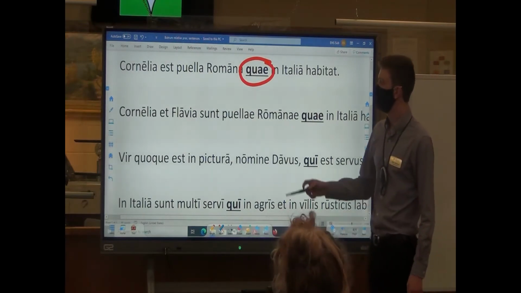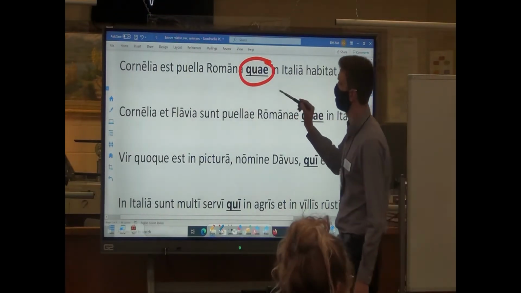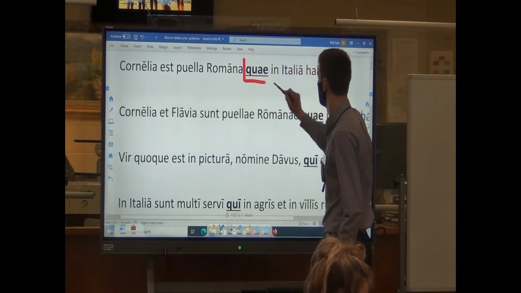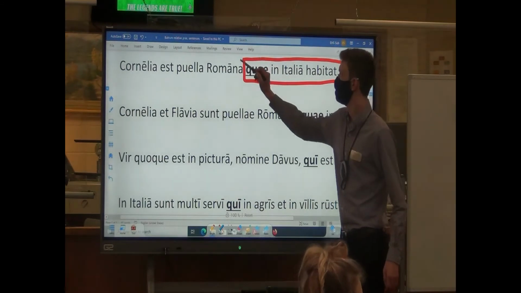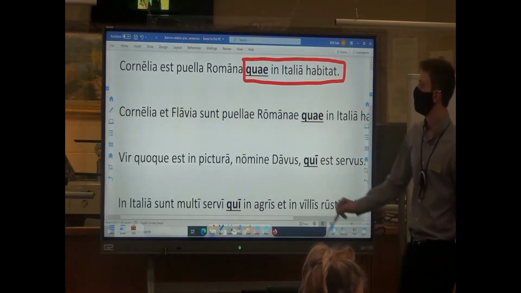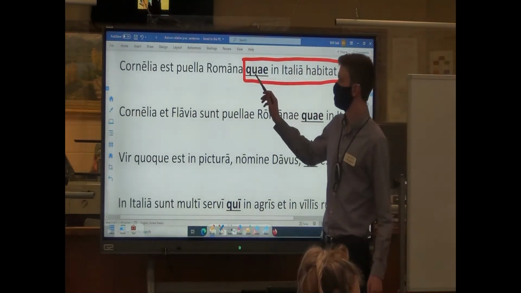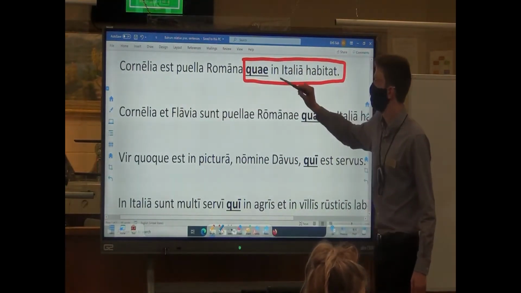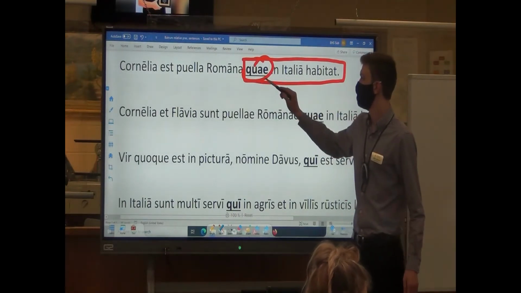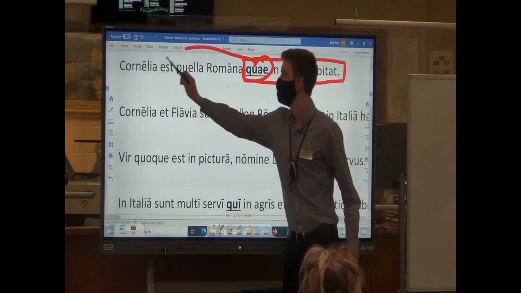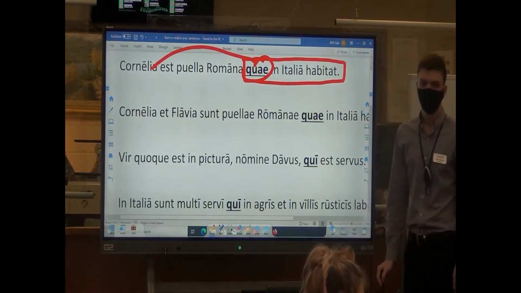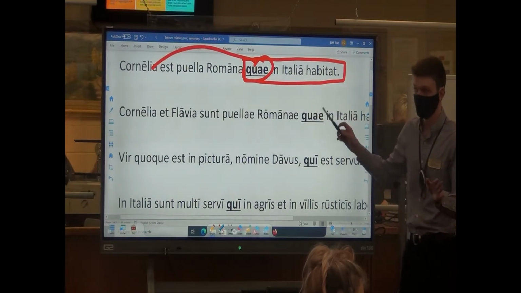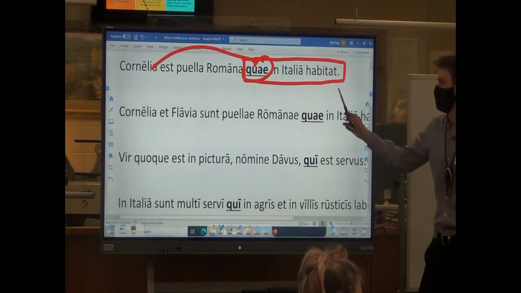Relative pronouns are always going to be in a thing called a relative clause. Right here, this is a relative clause. The relative clause is pretty much describing Cornelia in the sentence, and the qui refers specifically to Cornelia. So, can you say, as a sentence, not a question, who lives in Italy?